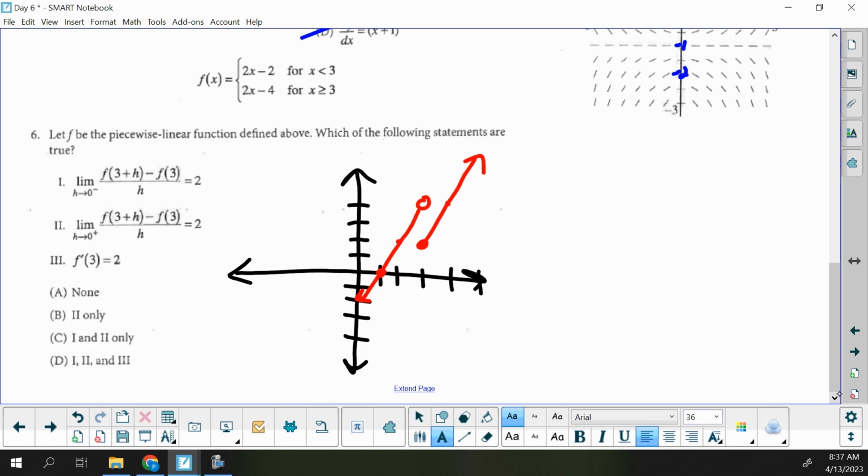I have a picture of our piecewise function there. At x equals 3, we are not continuous. Because we are not continuous, the derivative at x equals 3 does not exist. So that rules out choice 3 right there.